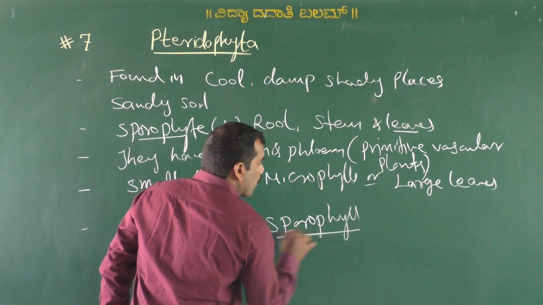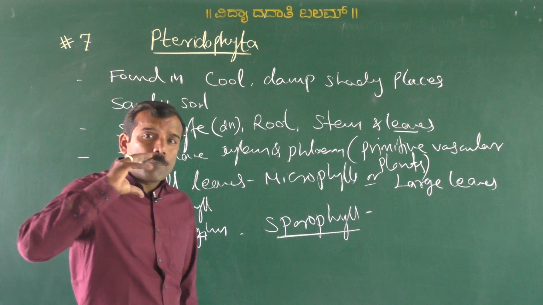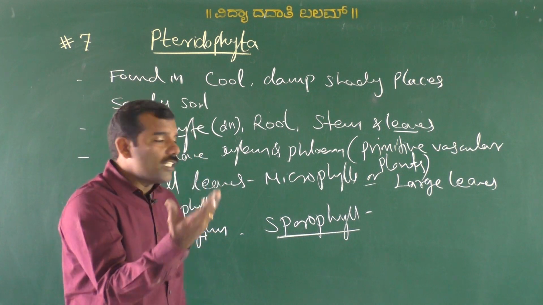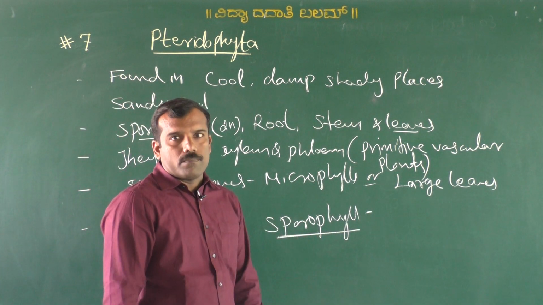What do you call a sporophyll? That means it produces spores. The leaf is specially modified. That is a specialized leaf, that's all. A specialized leaf that has the sporangium and produces spores.